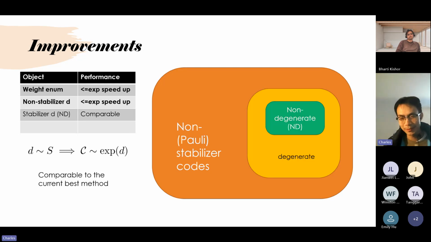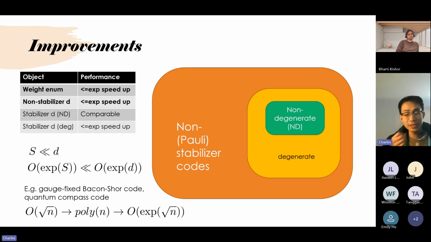If we further divide the set of stabilizer codes into degenerate and non-degenerate codes, for non-degenerate codes, we know that distance scales as the amount of entanglement in the code word. So in this case, at least in the scaling, we can show that the complexity is still going to be e to the d, so you're not going to get much of a saving asymptotically. But for degenerate codes, there could be some more improvement compared to a naive classical approach.